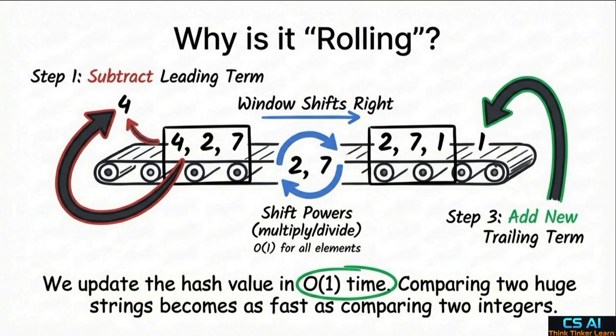This is a massive breakthrough. Comparing two huge strings that are thousands of characters long now becomes as fast as comparing two integers. Whether your window is 10 characters or 10,000 or 10 million, the update cost is the same. This is the logic behind the Rabin-Karp algorithm.